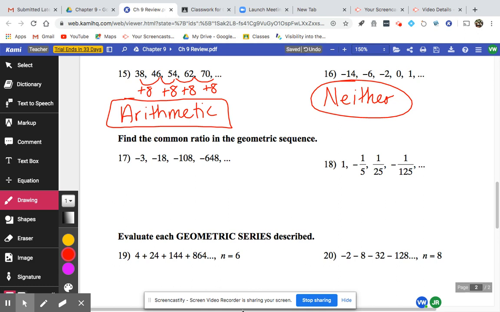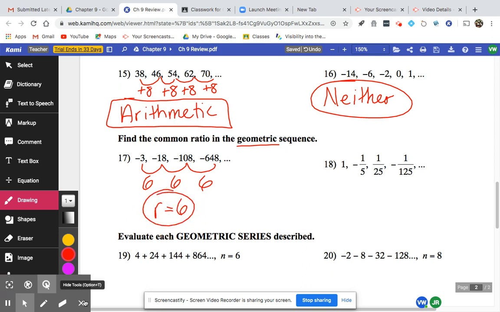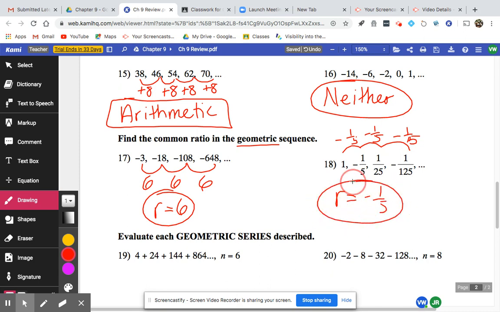Number 17, number 18, these are actually pretty quick. We want to find the common ratio in the geometric sequence. 3 times 18, 6. Got another 6, got another 6. Verify that with a calculator. You're going to be totally fine. The ratio is 6. Here, this is a pretty easy one. To get from 1 to negative 1/5, you've got to multiply by negative 1/5. And we can verify the rest too, but you'll see that your common ratio is negative 1/5. So negative 1/5. There we go.